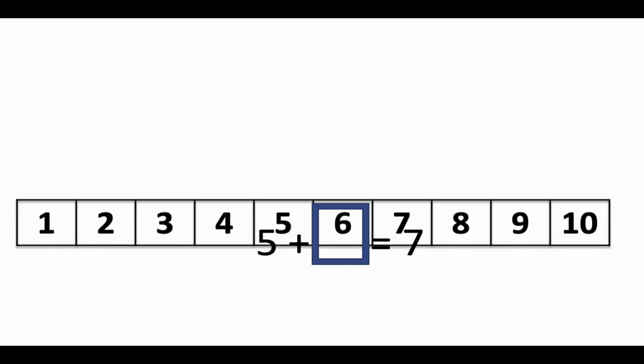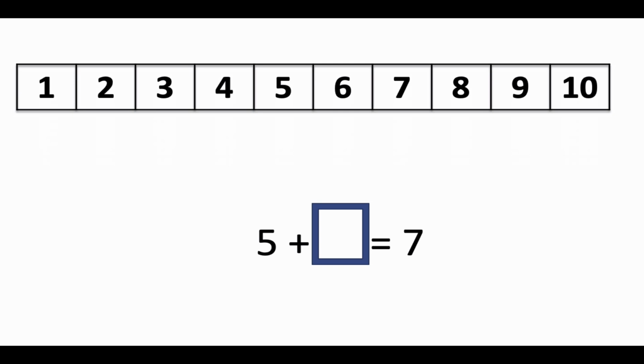Awesome. What about this story? I had 5 pieces of candy. My little sister gave me some more, shockingly. Now I have 7. Yes. How many pieces of candy did my little sister give me, friends? How could we use a number path to figure that out? So we have 5, I got some more, and then now I have 7. What could we do?